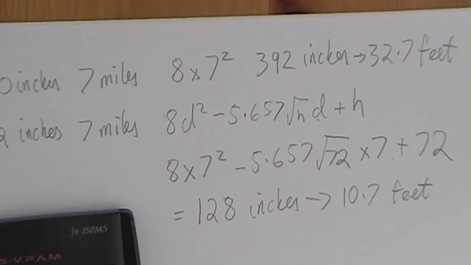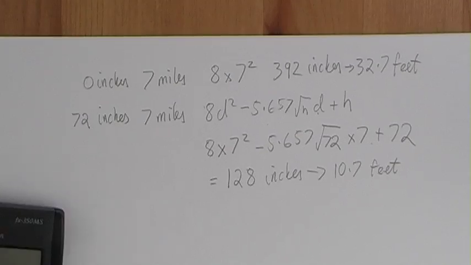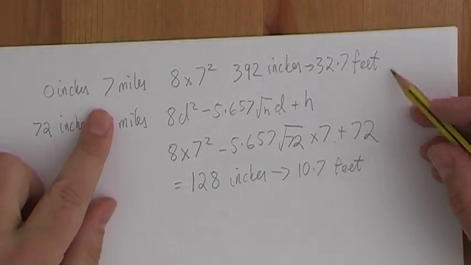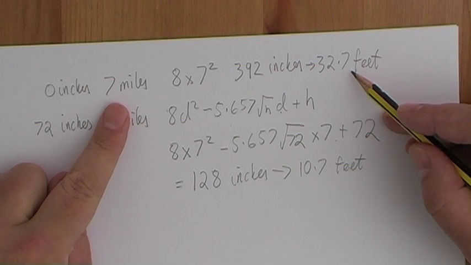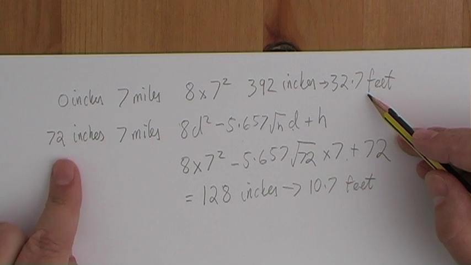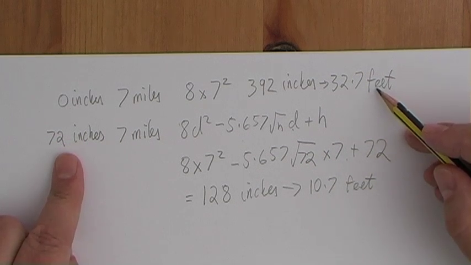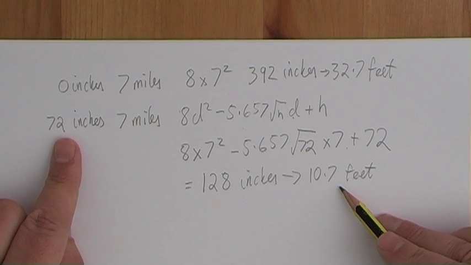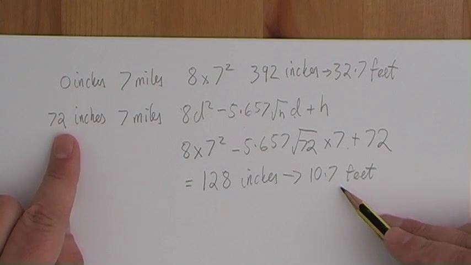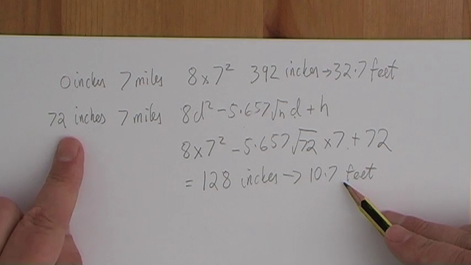Now notice something quite dramatic about this. Because your head's right on the ground, something 7 miles away, the bottom 32 feet will be obscured, 33 feet. You only go 72 inches above the ground, 6 feet, and less than 11 feet of it is obscured. So you can see that just going up off the ground makes a significant difference to how much is obscured by the curvature of the earth.